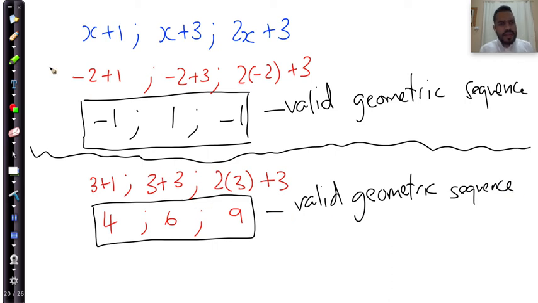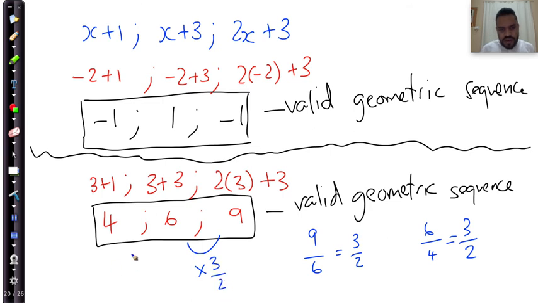Okay, now if you want to know what's the ratio, you simply take 9 divided by 6. 9 over 6 is 3 over 2. And you can take 6 divided by 4, which is also equal to 3 over 2, because 2 goes in there thrice, and 2 goes in there twice. 3 goes in here thrice, and 3 goes in there twice. So clearly, from there to there you multiply by 3 over 2, which is 1.5. And from there to there you multiply by 3 over 2.